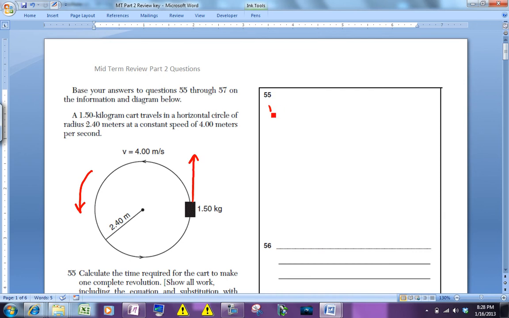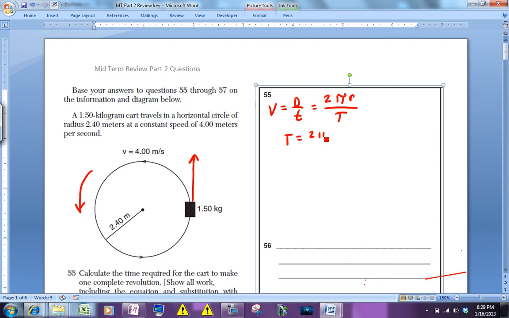The tangential velocity is calculated like any other velocity from a distance over a time. Now in this case, the distance is the distance around the circle, otherwise known as the circumference, and the time is the time to go around once, otherwise known as the period. So the distance to go around is going to be 2 pi r, the equation for the circumference of a circle, and the time is going to be the period, T. So let's solve this for T because that's what we want to find out. T is equal to 2 pi r divided by the tangential velocity.